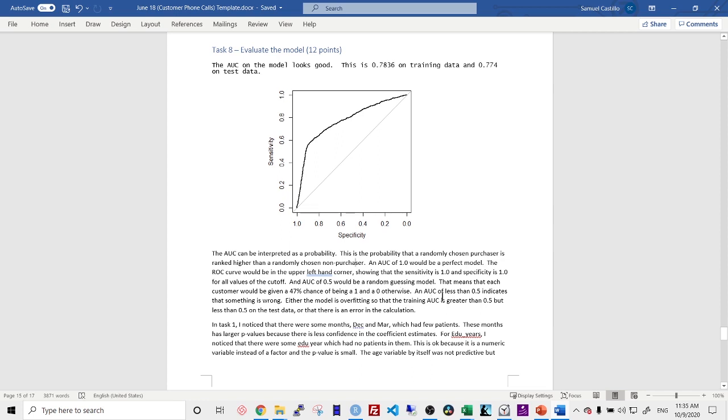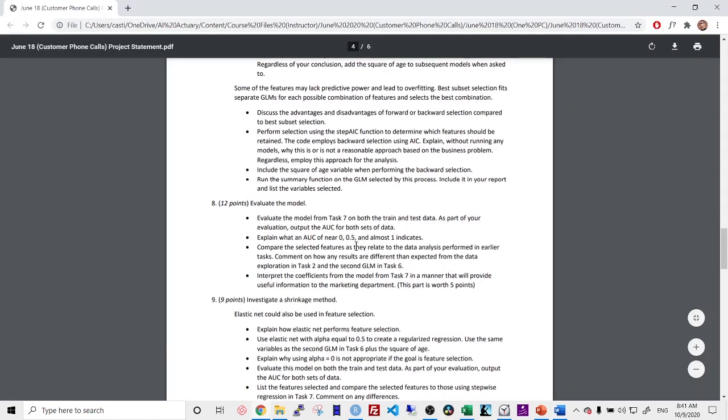An AUC of less than 0.5 indicates that something is wrong. Either the model is overfitting so that the training AUC is greater than 0.5 but less than 0.5 in the test data, or that there is an error in this calculation. Compare the selected features as they relate to the data analysis performed in earlier tasks. Comment on how any results are different than the expected data exploration in task 2 and the second GLM in task 6.